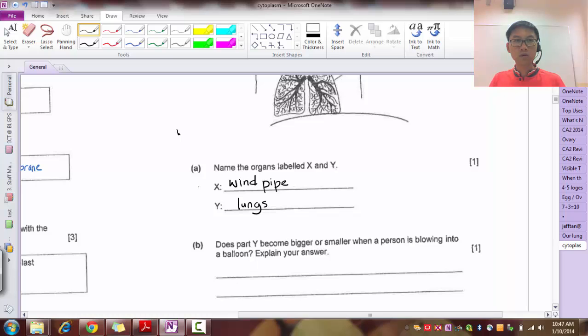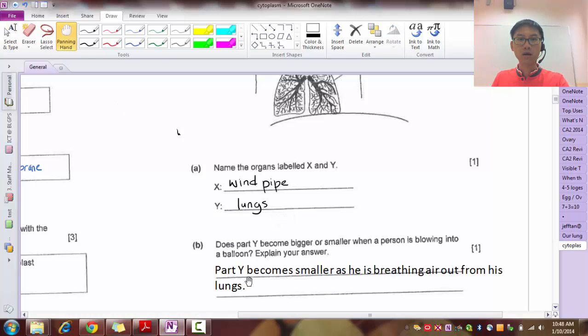Does part Y become bigger or smaller when a person is blowing? When you blow into a balloon, what happens to Y, which is your lungs? Remember, when you're blowing, you are pushing air from your lungs into the balloon. So the air in your lungs goes out and into the balloon. Will your lungs become bigger or smaller? Definitely it becomes smaller, because we are breathing out air. So your answer can be phrased like that: part Y becomes smaller as he is breathing air out from his lungs.